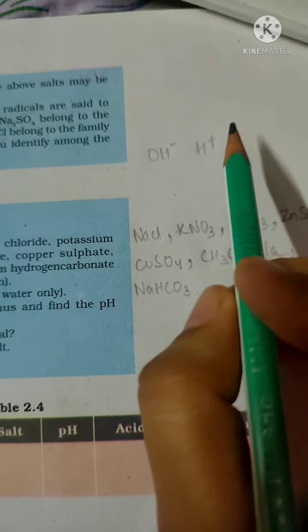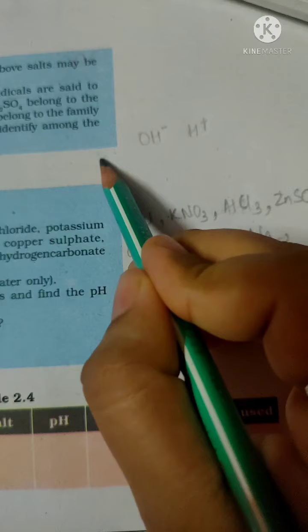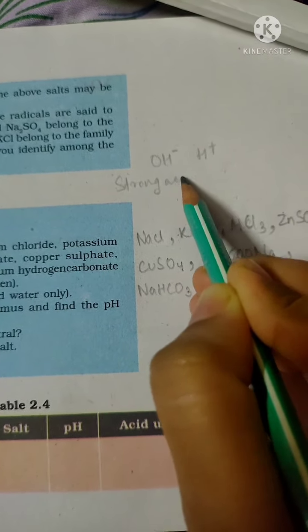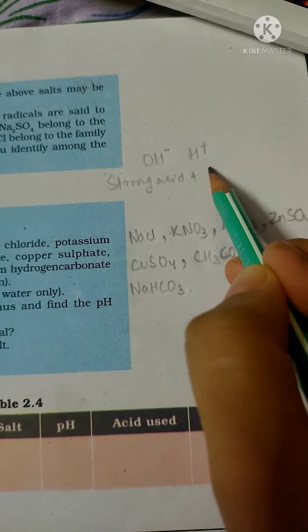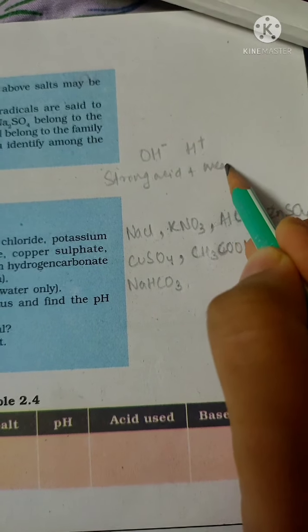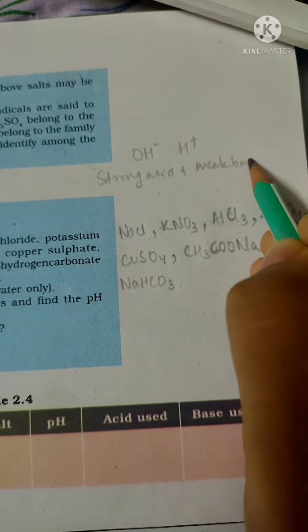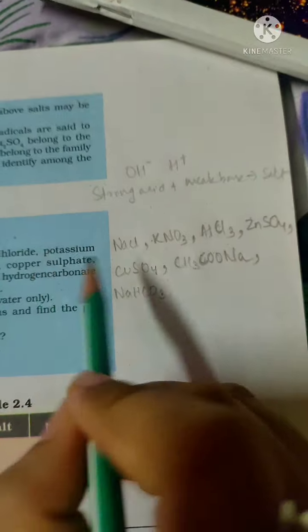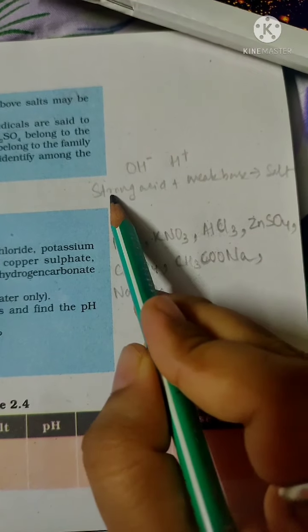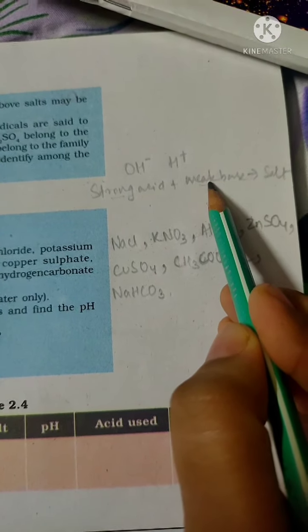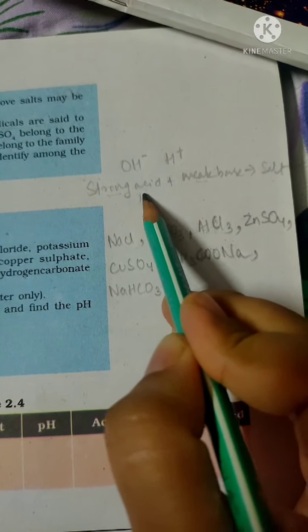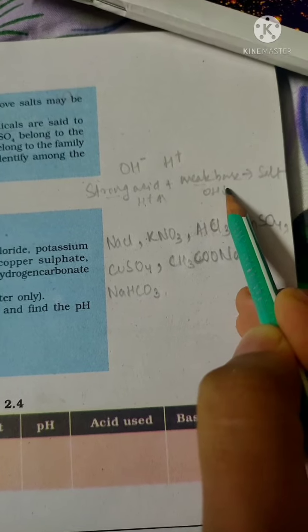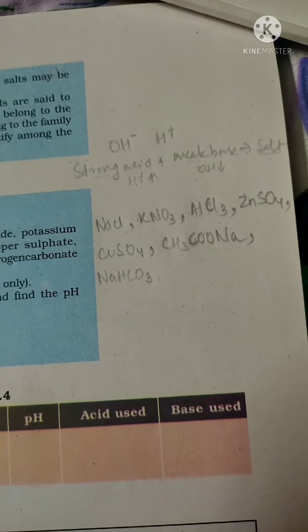We know that, right? So if we have strong acid plus weak base, and they are forming a salt, what will this salt be in nature? Acid is strong and base is weak, that means the hydrogen ion concentration H plus will be more and OH will be less, so that salt will be acidic in nature.